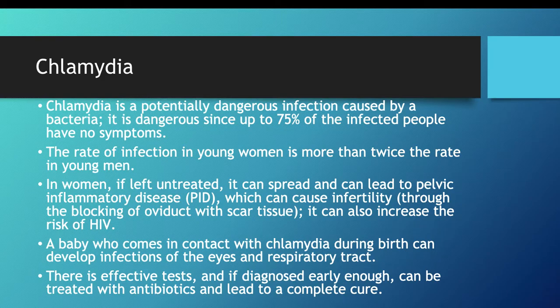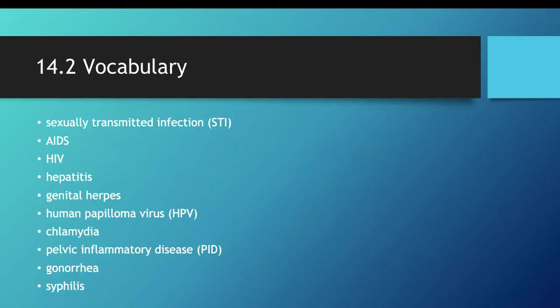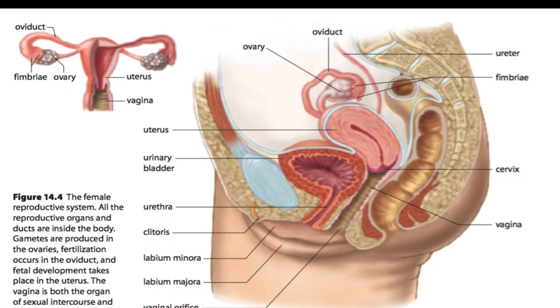In women, if left untreated, it can spread and can lead to pelvic inflammatory disease, which can cause infertility. So basically, pelvic inflammatory disease blocks the oviduct with scar tissue, and this can give you an increased chance of getting HIV. If we look back to this, what's happening with the pelvic inflammatory disease is you're leaving chlamydia untreated, and it can start to spread up into your oviducts, causing scar tissue. So when the egg is released, it can't make it any farther.